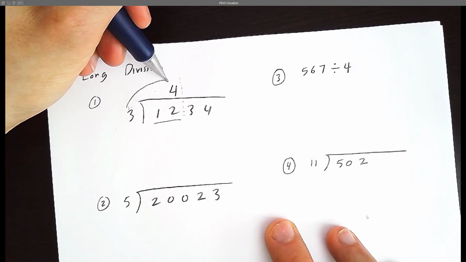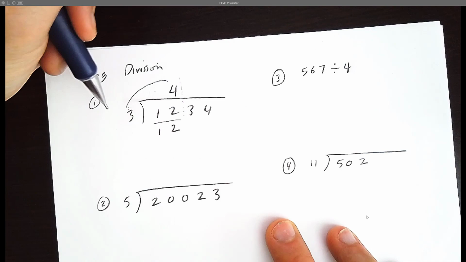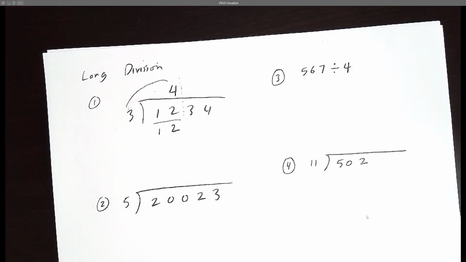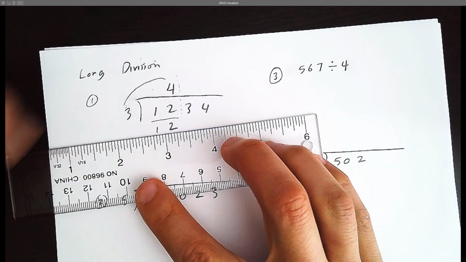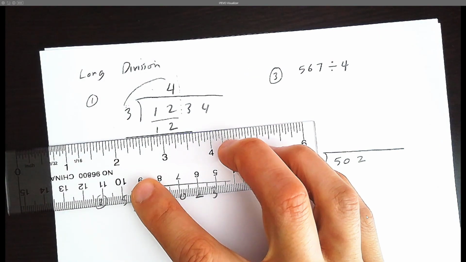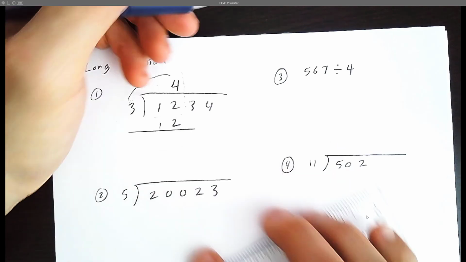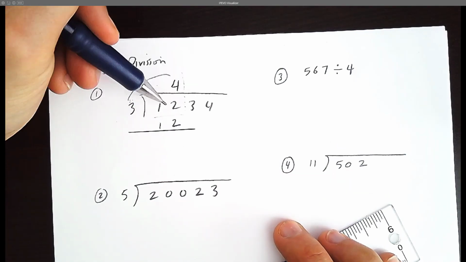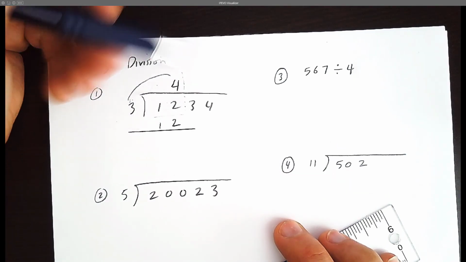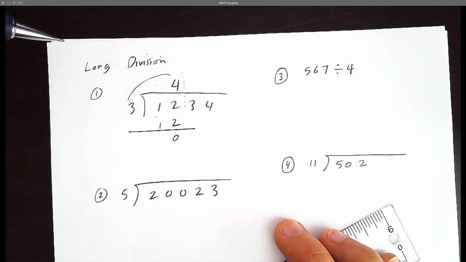So 3 times 4 is 12. We write it just underneath over here. You draw a line here now. Let me just get rid of that original mess there. And you subtract. What's 12 minus 12? Cha-ching! There's nothing left over.